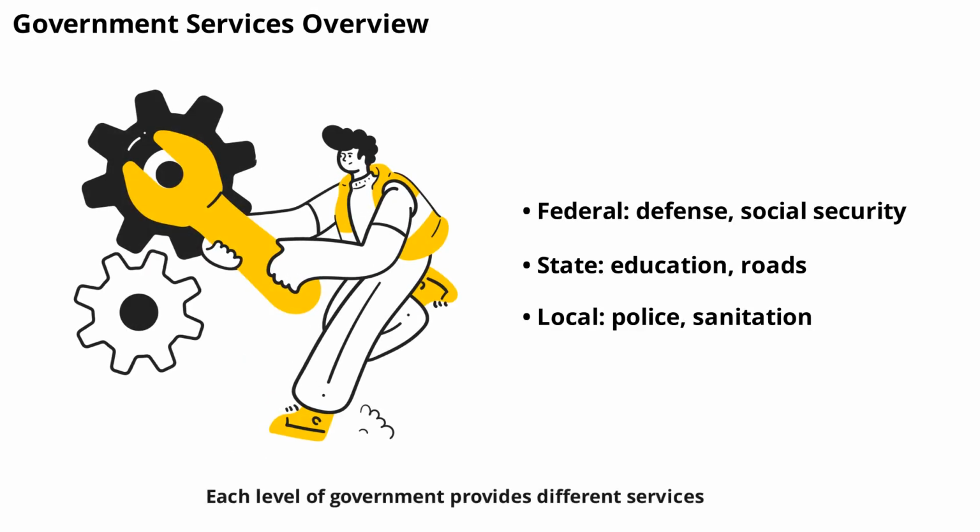Each level of government provides different services. The federal government handles national defense and social security, states manage education and transportation, and local governments provide police, fire, and sanitation. This division ensures that services are tailored to the needs of the population at every level.